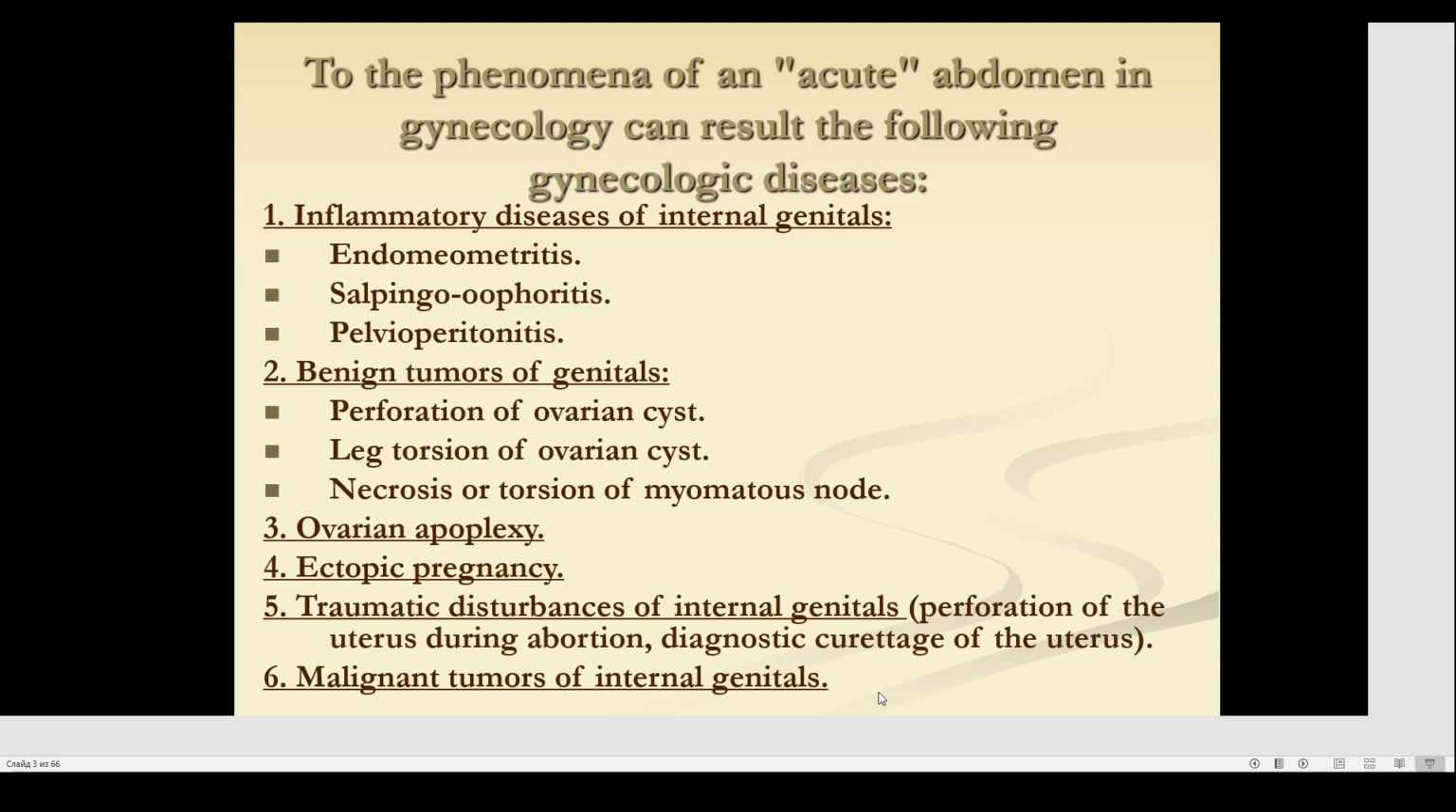Third group is ovarian apoplexy. Fourth group is ectopic pregnancy. Fifth group is traumatic disturbances of internal genital organs such as perforation of the uterus during abortion or diagnostic curettage of the uterus. And sixth group is malignant tumors of internal genital organs. About some of these diseases we will discuss today.